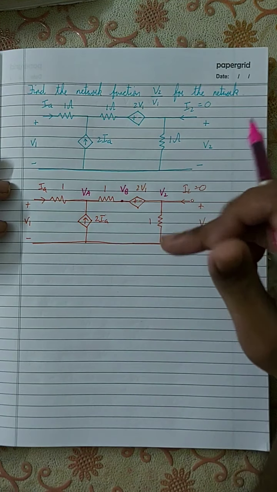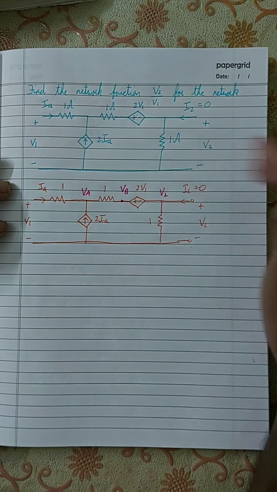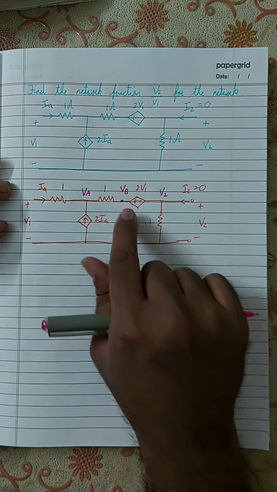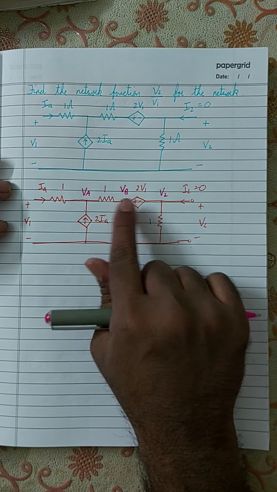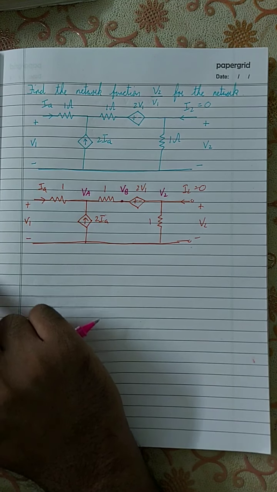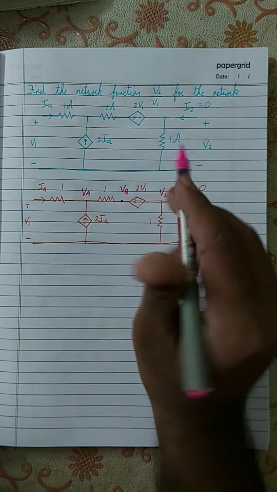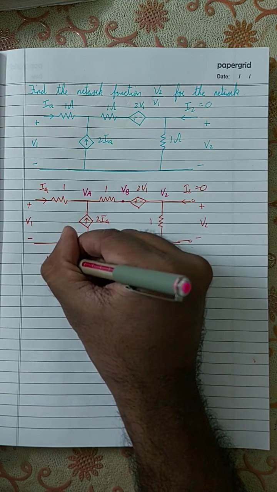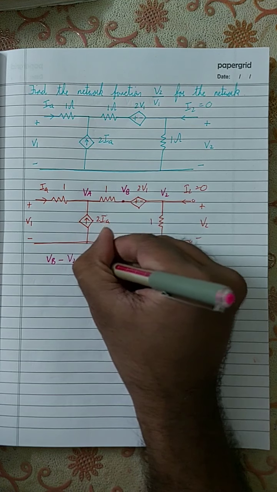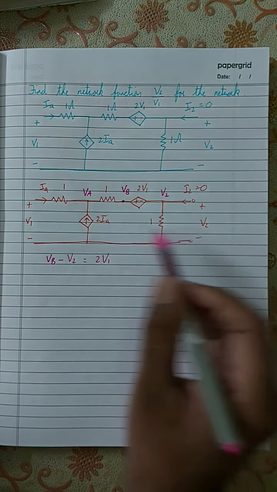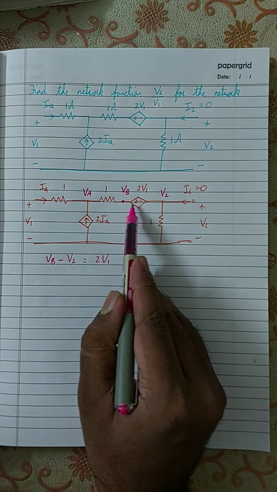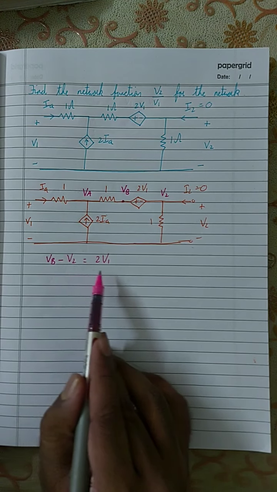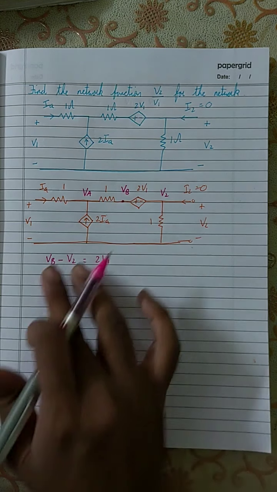So here, one interesting thing about the circuit is that VB and V2 form a supernode, because there is a voltage source between VB and V2. Okay, so first I will write the equation for that voltage source. And the equation is VB minus V2 is equal to 2V1, because if you see over here, the positive terminal is connected to VB, the negative terminal is connected to V2. That is why VB minus V2 is equal to 2V1. Okay, so I got that equation.